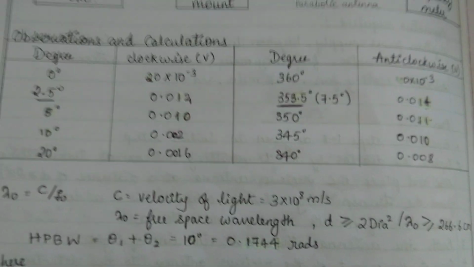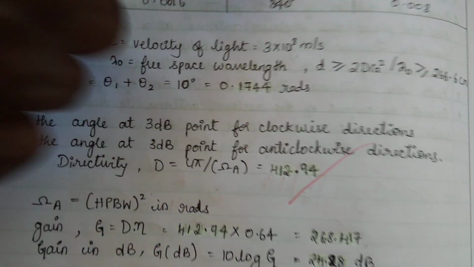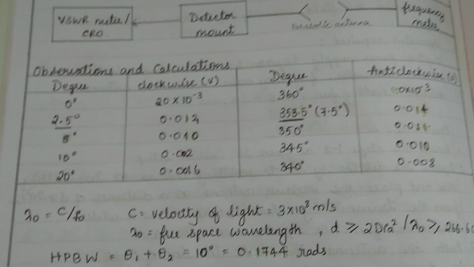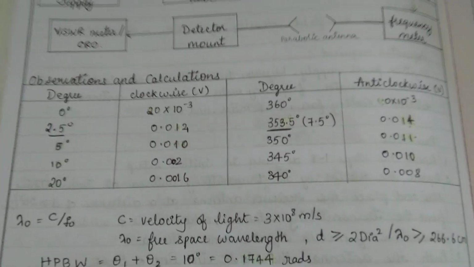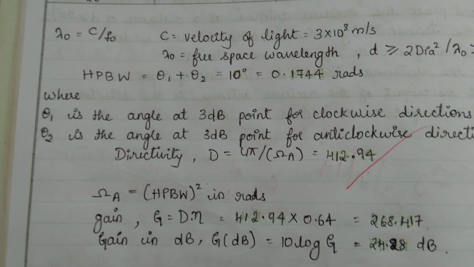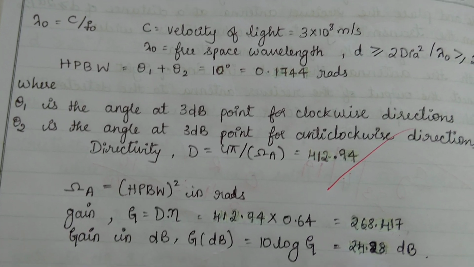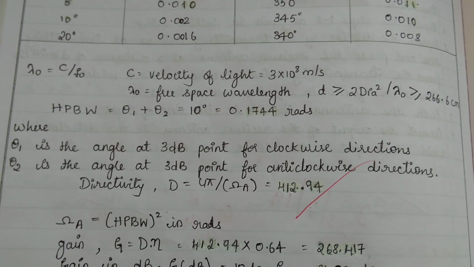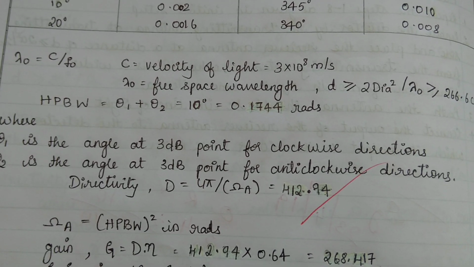Now the theta 1 and theta 2 values will be like this. In this tabular column, the theta 1 value we have got is 2.5 degrees and the theta 2 value is 7.5 degrees. Theta 1 is in the clockwise direction, theta 2 is in the anti-clockwise direction. Finally, to find the HPBW, the half power beam width, theta 1 and theta 2 should be added. 2.5 plus 7.5 equals 10 degrees. Convert that into radians, it will be 0.1744.